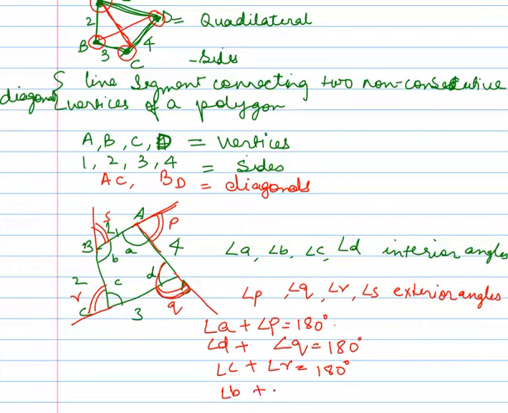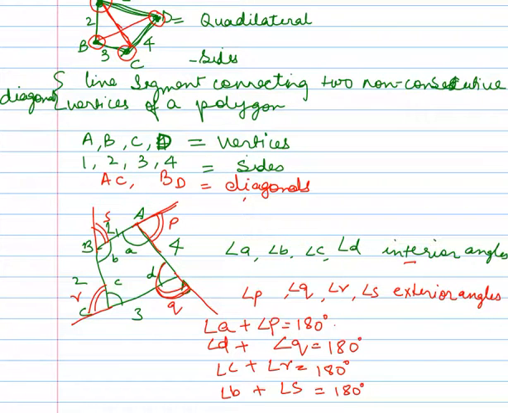Angle B plus angle S should be equal to 180 degrees, right? So we have learned what are polygons, what are quadrilaterals, what is a line, what are sides of the quadrilateral, what are the vertices of the quadrilateral, what are the diagonals of a quadrilateral, what are the interior angles of the quadrilateral, what are the exterior angles of the quadrilateral.